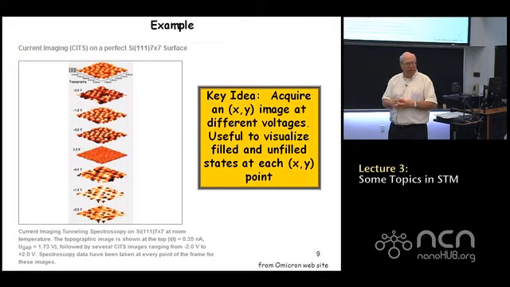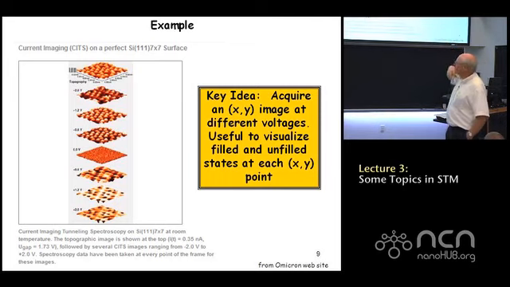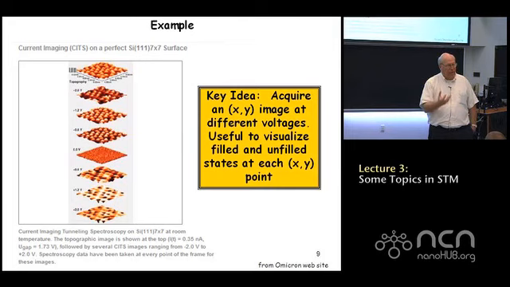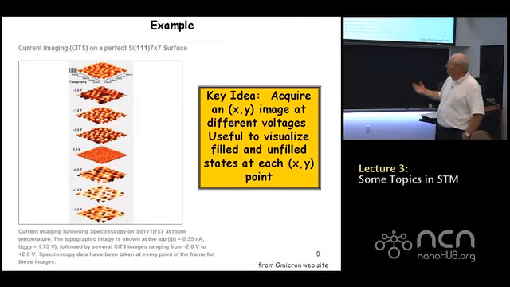If every image looked exactly the same, then this wouldn't be interesting. But the fact that the image taken at, let's say, plus 2 volts looks different than the image taken at minus 2 volts is telling you something about how the local density of states on the silicon surface varies as the bias voltage, or the energy of the electrons, is swept over the plus 2 to minus 2 volt range. So this is a typical output from a CITS image.